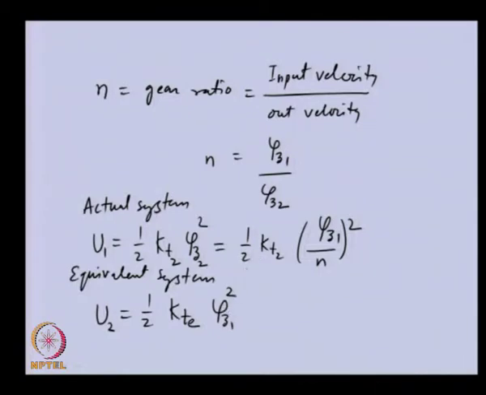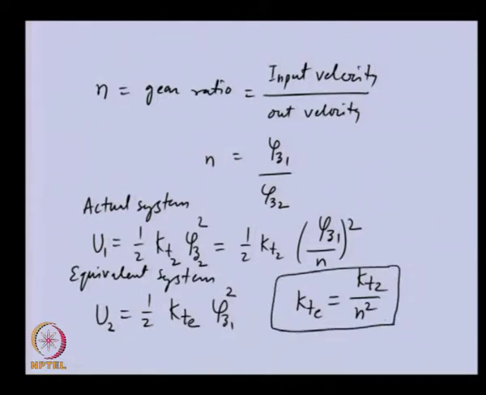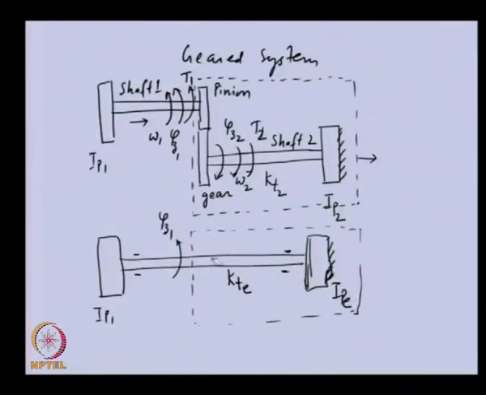If we equate these two, after cancellation of the angular displacements we will get KTE as KT2 divided by n squared. So, this is the equivalent stiffness of the new shaft, which is given as KT2 divided by gear ratio squared. We could obtain this particular torsional stiffness using this.